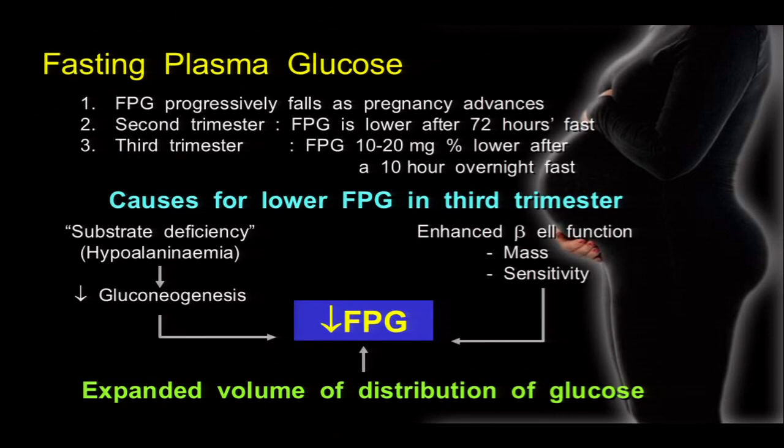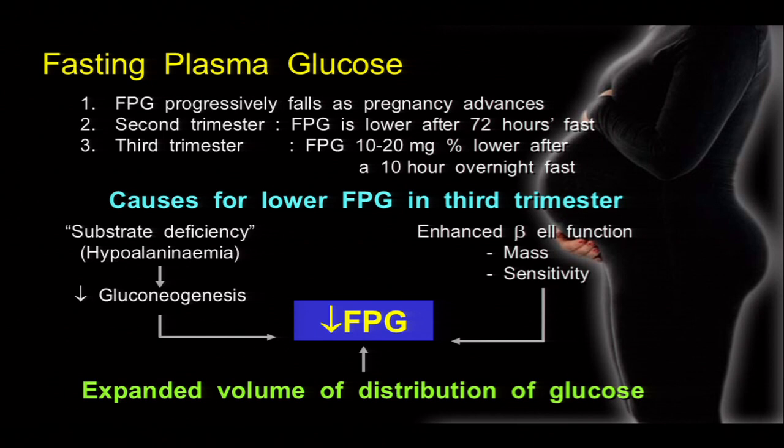Now we will go on to the blood glucose level. Fasting plasma glucose progressively falls as pregnancy advances. In the second trimester, it is lowered after 72 hours of fast, but in third trimester, fasting plasma glucose is 10 to 20 mg/% lower after a 10-hour overnight fast. The causes for the lower fasting plasma glucose in third trimester are threefold.